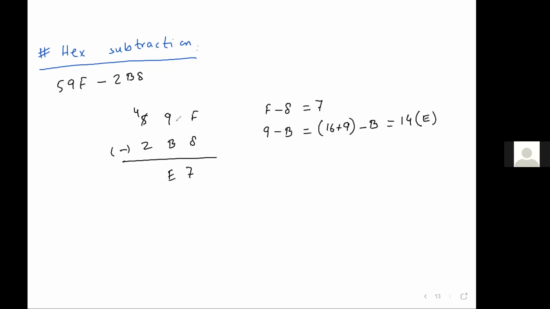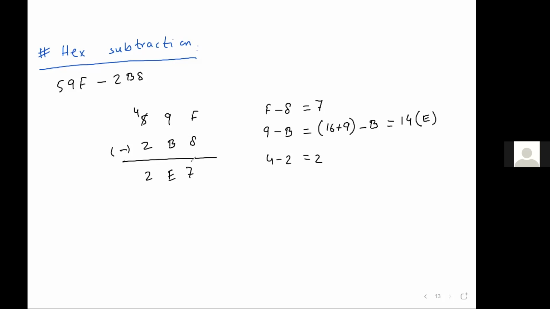Is this question understood? Yes, sir. See, we added 16 with 9, right? So if we take 16 from here, this one will automatically decrease by 1. So 4 minus 2, we have a simple 2. So this is your answer, 2E7. So is addition and subtraction clear to all of you?